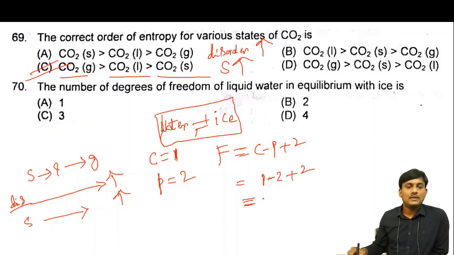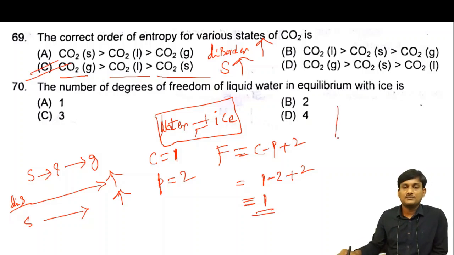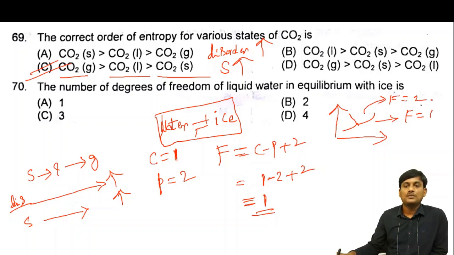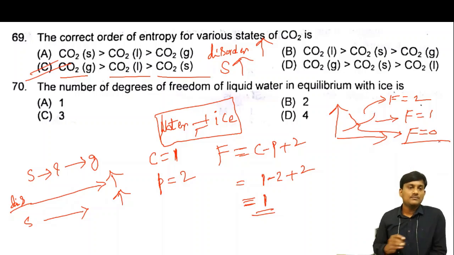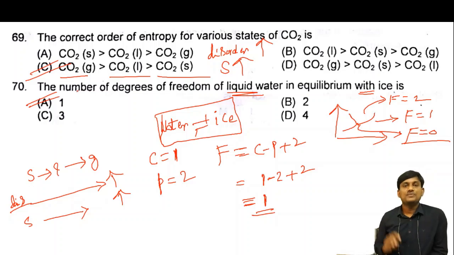So the number of degrees of freedom on curves. Suppose if you take the water system, the phase diagram will be like this. On curves F is equal to 1. In regions F is equal to 2. And at this point, the triple point, F is equal to 0. It's invariant. So the number of degrees of freedom on the curve, that is equilibrium with liquid water, equilibrium with ice. What is the answer? F is equal to 1. A is the correct option.